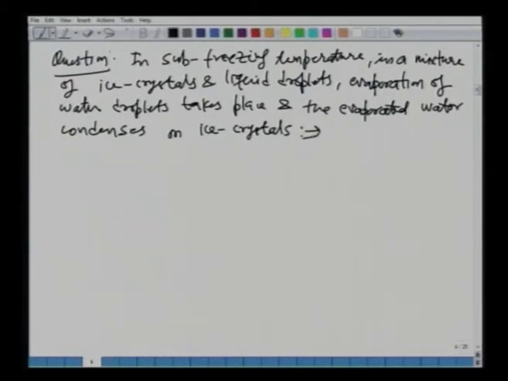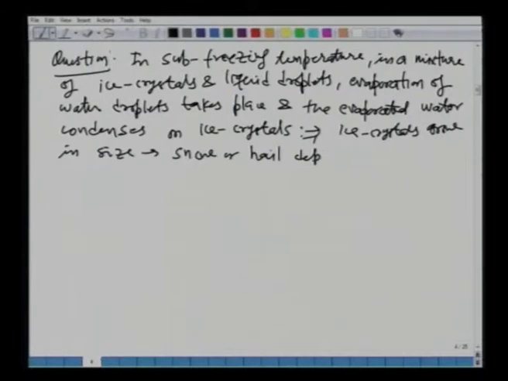That means the ice crystals grow in size. Grow in size to become snow or hail, depending on the size and conditions and so on.